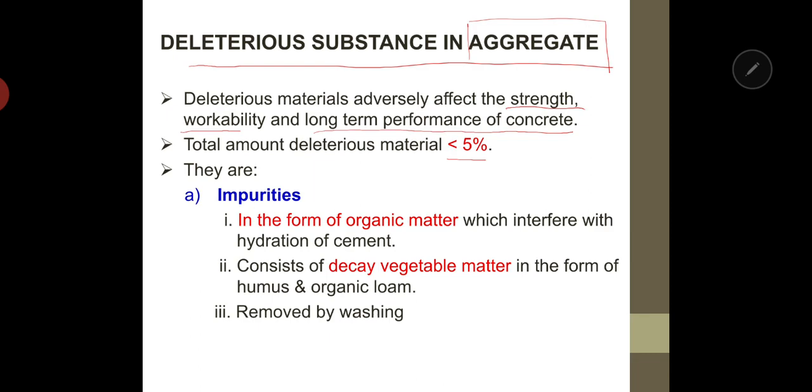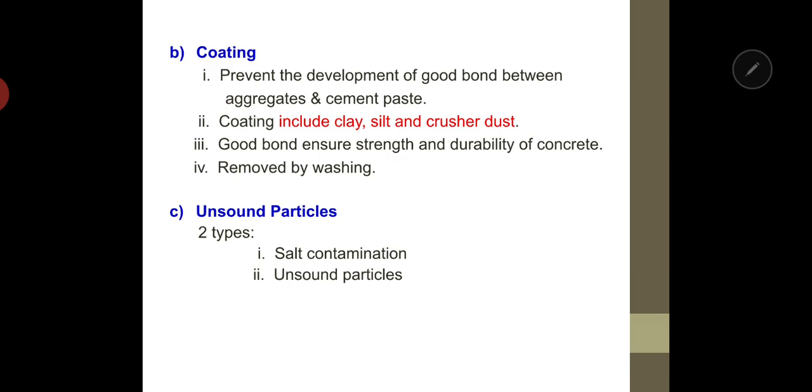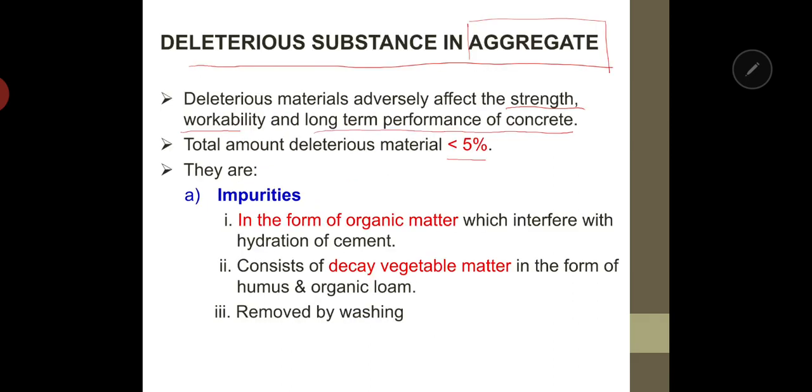What are the deleterious materials? We have impurities, coating, and unsound particles. In terms of impurities, they come in the form of organic matter, which interferes with hydration of cement. It also consists of decayed vegetable matter in the form of humus and organic loam. And these impurities can be removed by washing the aggregates.